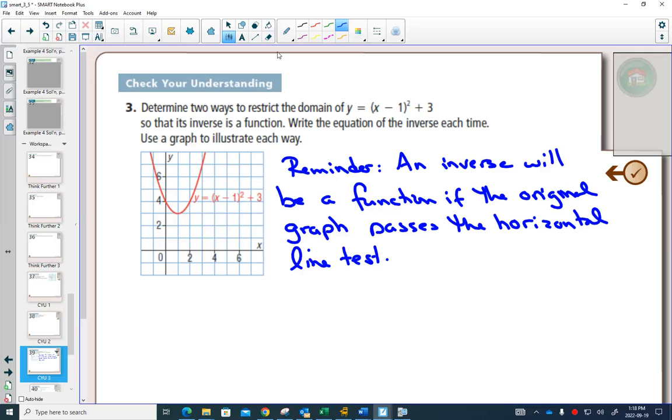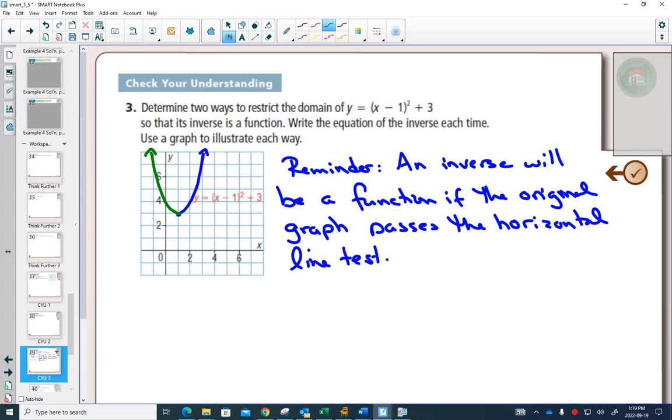I'll color code it. If I take the vertex and call this the blue half, and this the green half. If I only had the blue half, can you see it would pass the horizontal line test? Or if I only had the green graph, it would pass the horizontal line test. So first of all, horizontal line test says if a horizontal line hits your graph more than once, the inverse won't be a function. If it hits it only once at all places, then your inverse will be a function.